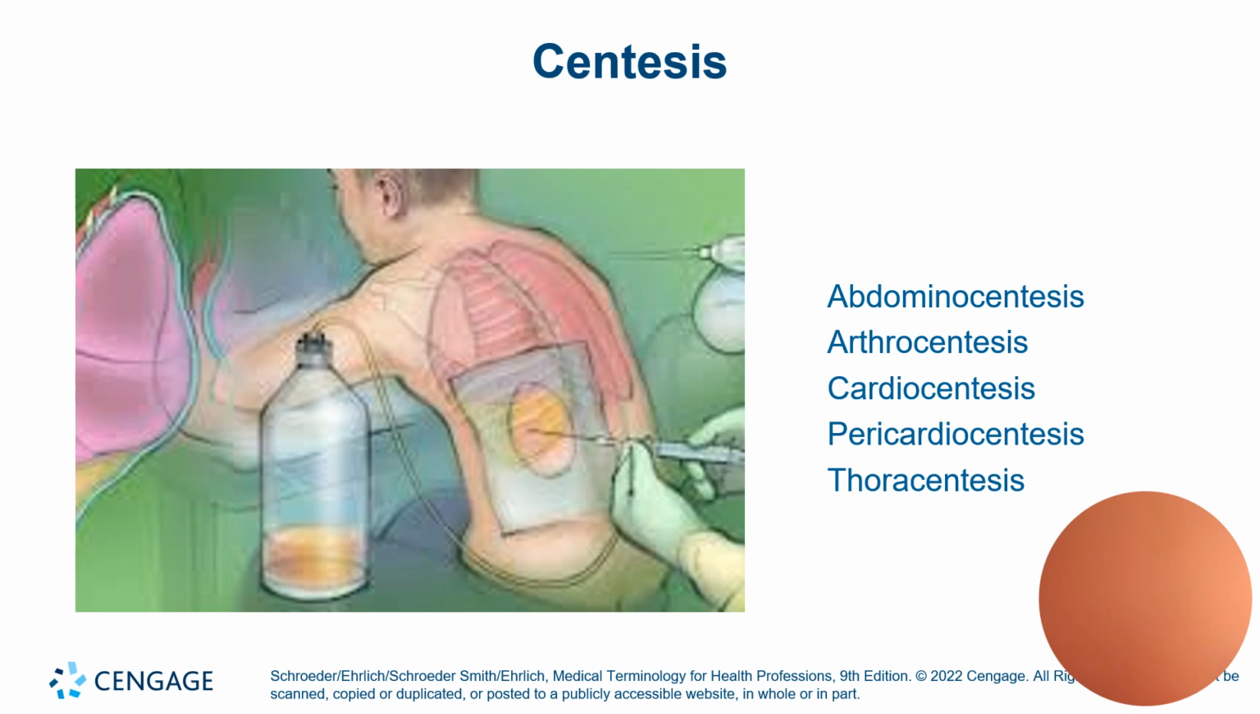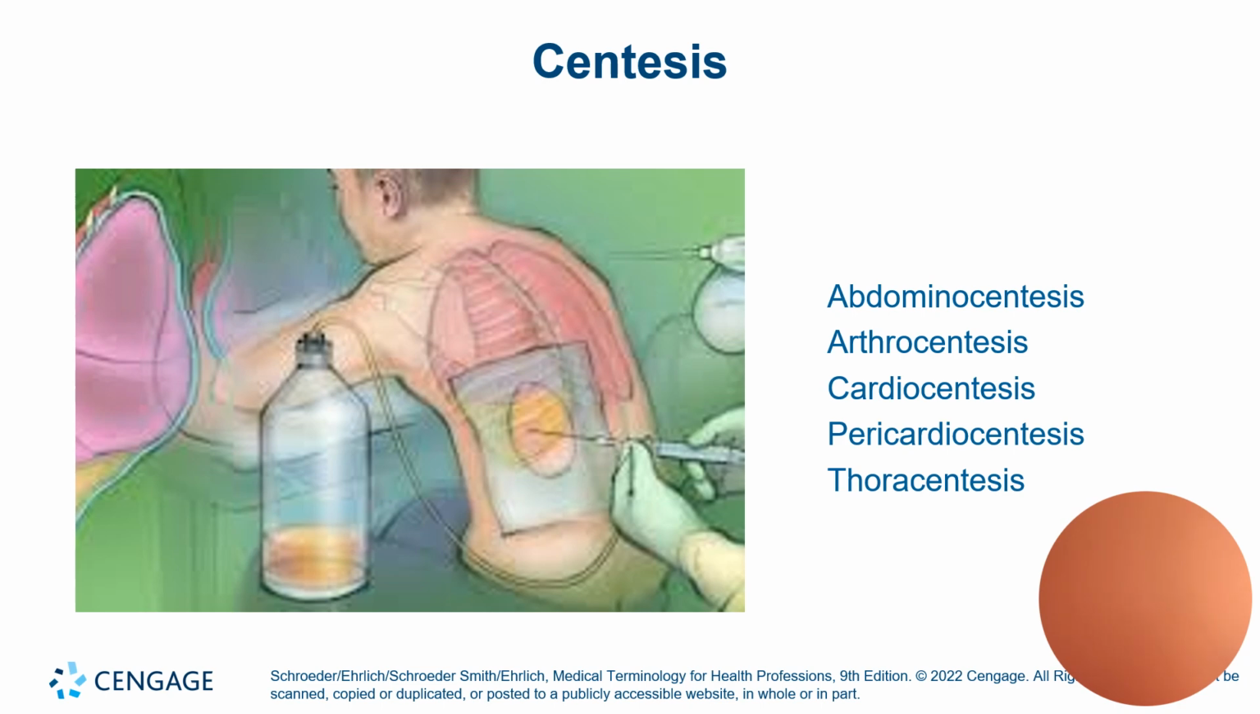Centesis is basically going to be the removal of fluid. So we have the abdominocentesis, which is a surgical puncture of the abdominal cavity to remove some of this fluid. The arthrocentesis is the puncture of the joint space and basically removes synovial fluid. A cardiocentesis will puncture the chamber of the heart for diagnosis or therapy.